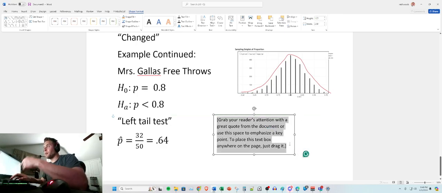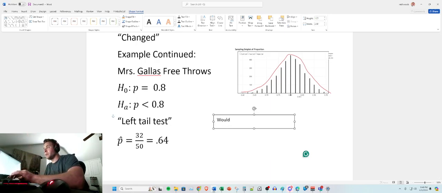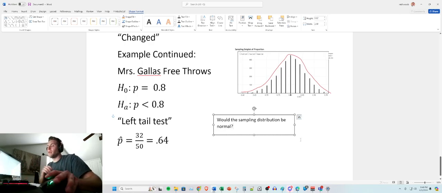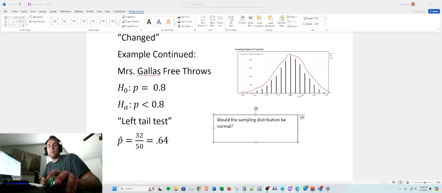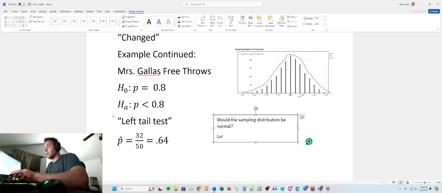So here's what we're going to write. Would the sampling distribution be normal? Okay, that's what we're going to ask. Right now, this doesn't really look normal. It looks like it's kind of skewed to the left, but we know how we can check this. We know how we can check to see if it would be normal, and that would be using the large counts.